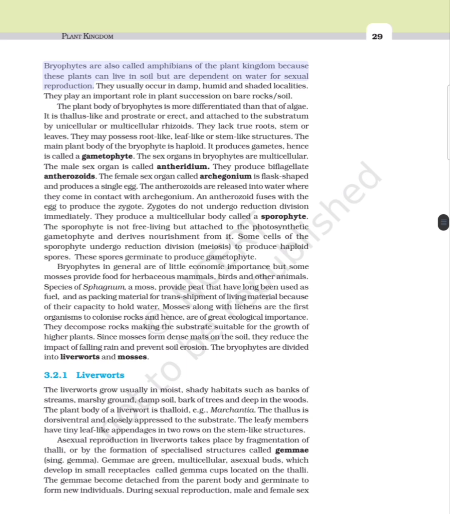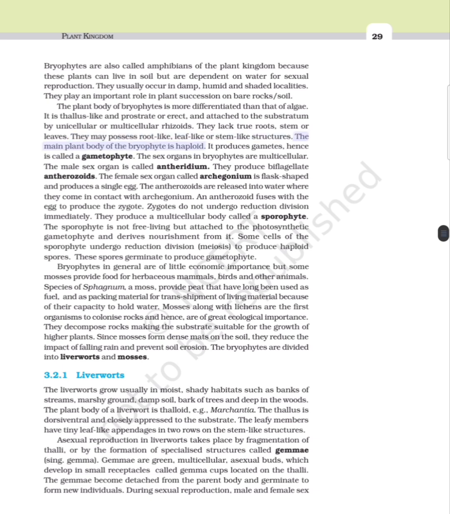Bryophytes are also called amphibians of the plant kingdom because these plants can live in soil but are dependent on water for sexual reproduction. They usually occur in damp, humid and shaded localities. They play an important role in plant succession on bare rock and soil. The plant body of bryophytes is more differentiated than that of algae. It is thallus-like and prostrate or erect, and attached to the substratum by unicellular or multicellular rhizoids. They lack true roots, stem or leaves. They may possess root-like, leaf-like or stem-like structures.